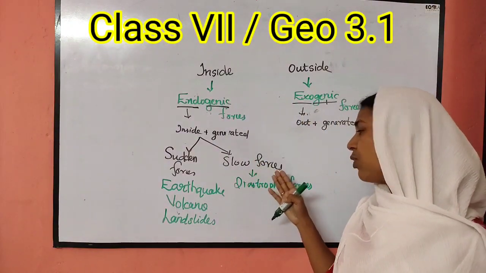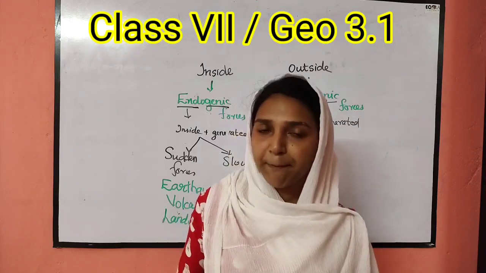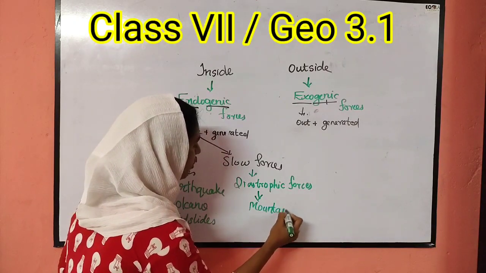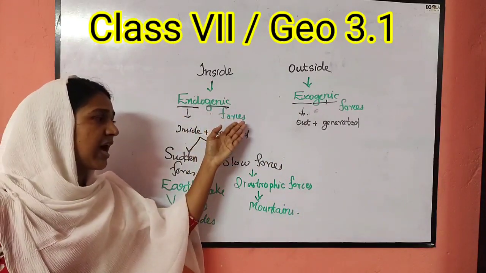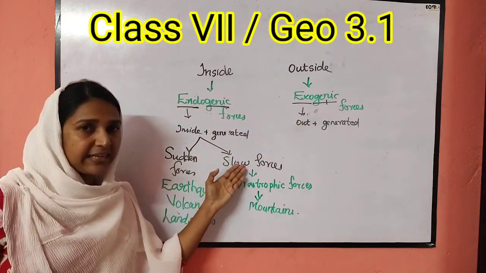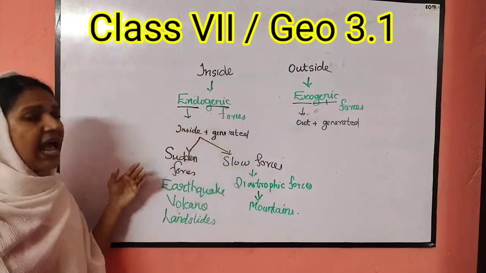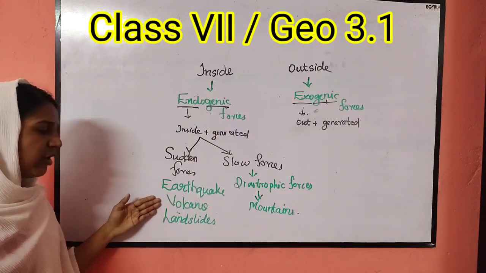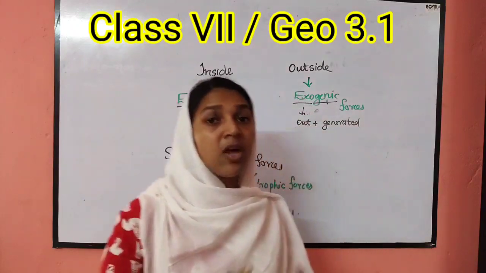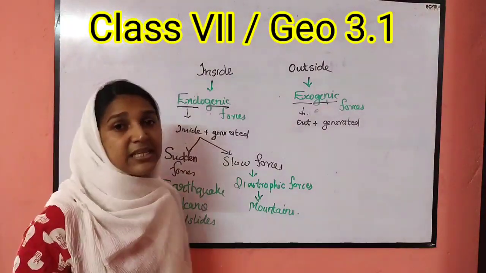As a result of these slow forces, the building of mountains and different landforms is happening. So the landforms and mountains are created by this kind of forces. So endogenic forces are the forces generated from the inside of the earth, and we are classifying them into two categories: sudden forces which happen suddenly and slow forces which happen very slowly. As a result of sudden forces, earthquakes, volcano eruptions and landslides happen, which are very destructive and will destroy everything on the earth. And as the result of slow forces, different landforms like mountains are created.